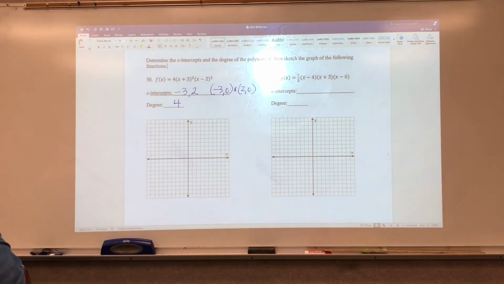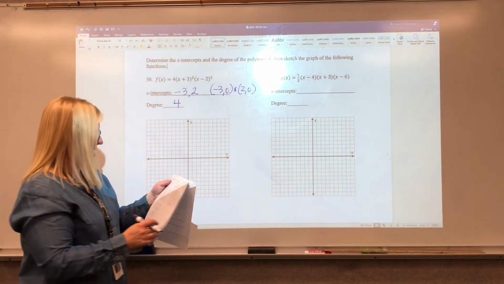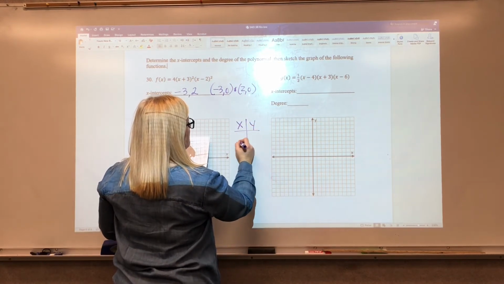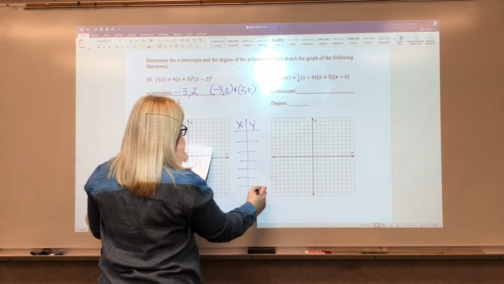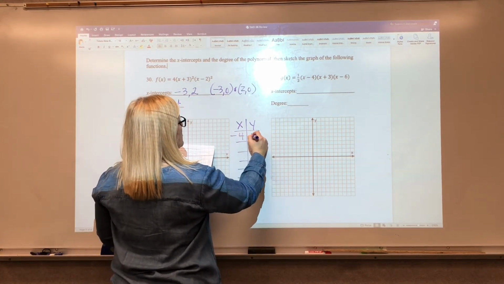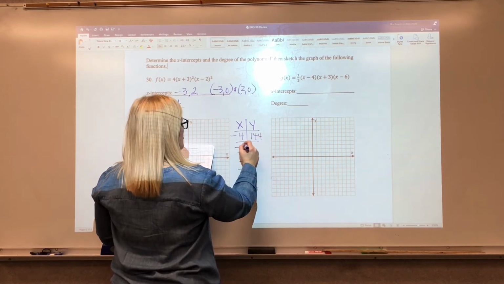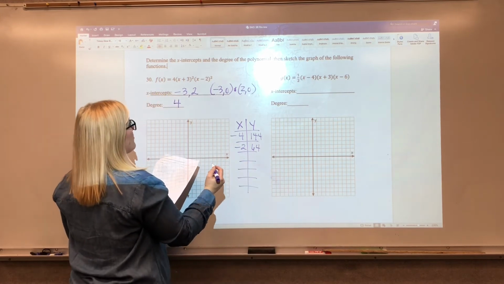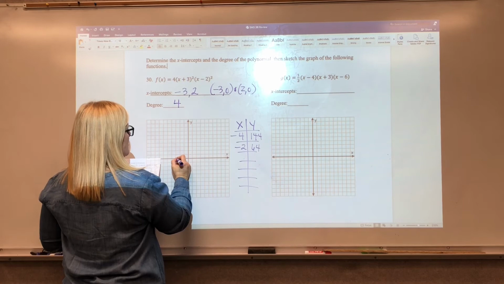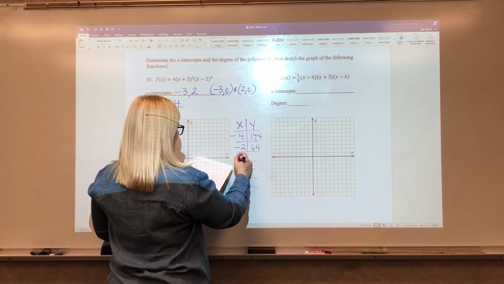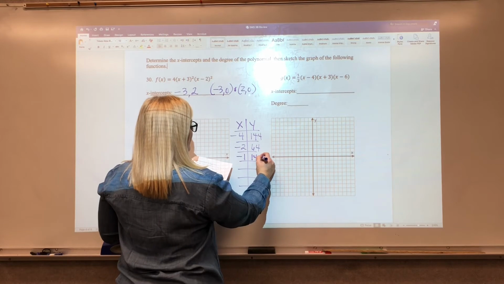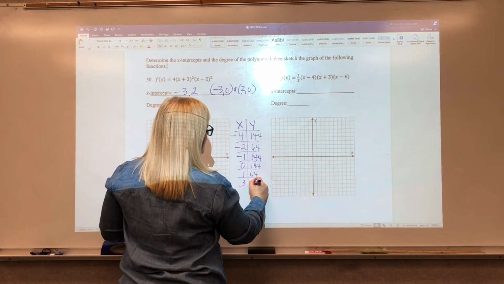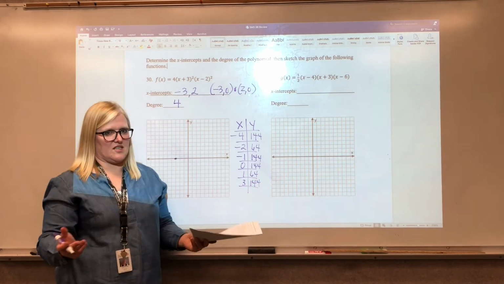And like before, I made a table. And this one didn't turn out so great. -4 went up to 144. -2 went to 64. I already know that -3 is one of my x-intercepts. -1 is 144. 0 is 144. 1 is 64. So this graph is actually quite ridiculous.